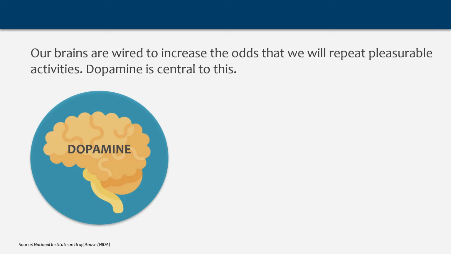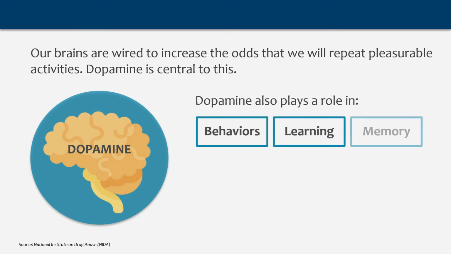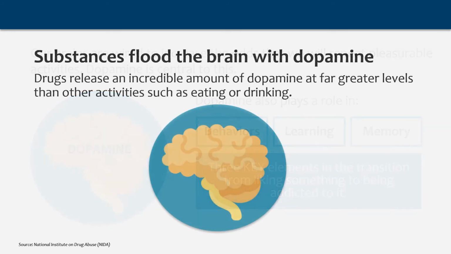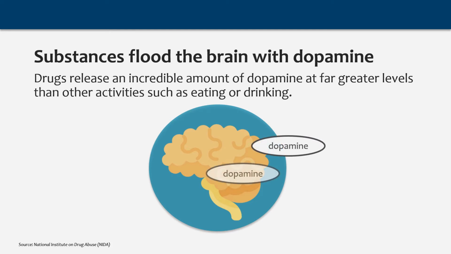Our brain decides what behaviors to do based on motivation, which is driven by a brain chemical called dopamine, which is released when it recognizes that something is good and important for our survival. Dopamine not only contributes to the experience of pleasure, but also plays a role in behaviors, learning, and memory, three key elements in the transition from liking something to becoming addicted to it. Drugs release an incredible amount of dopamine at far greater levels than other activities such as eating or drinking, flooding our brain.